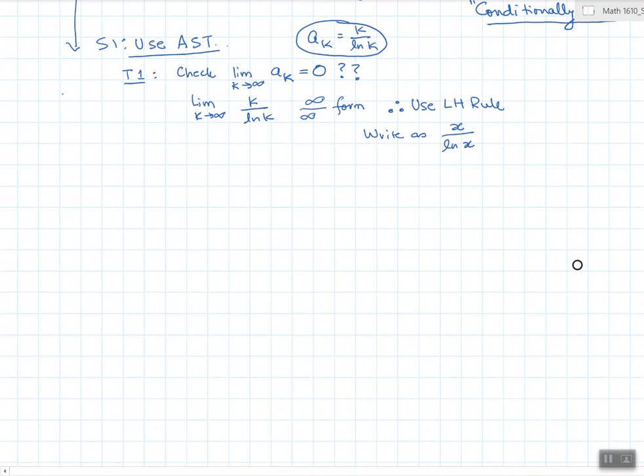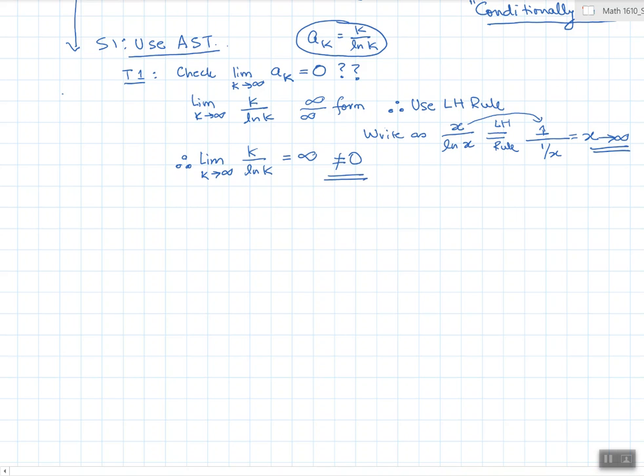Now we apply L'Hopital's rule. So derivative of x is 1 and derivative of ln x is 1 over x. So this is equal to x, and this goes to infinity. Therefore the limit as k goes to infinity of k over ln k is infinity, which is obviously not equal to 0. Therefore test 1 fails.